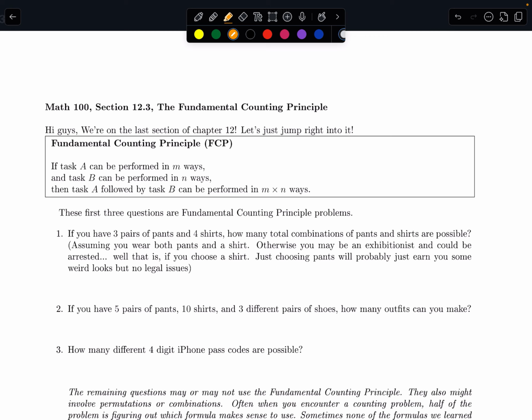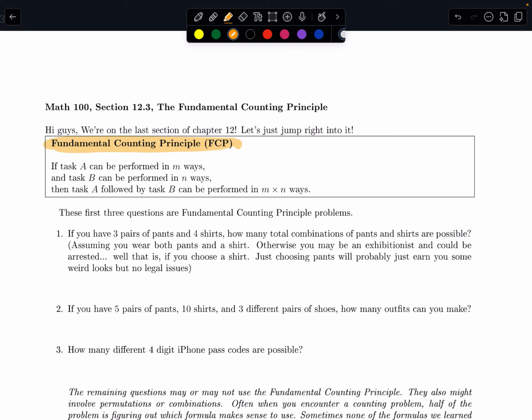Okay, guys, so FCP we call it for short, and this one, to me, I think is actually the easiest of the three. It's the most direct. In fact, we've already used it in the background when we were discovering the permutation or combination formulas.